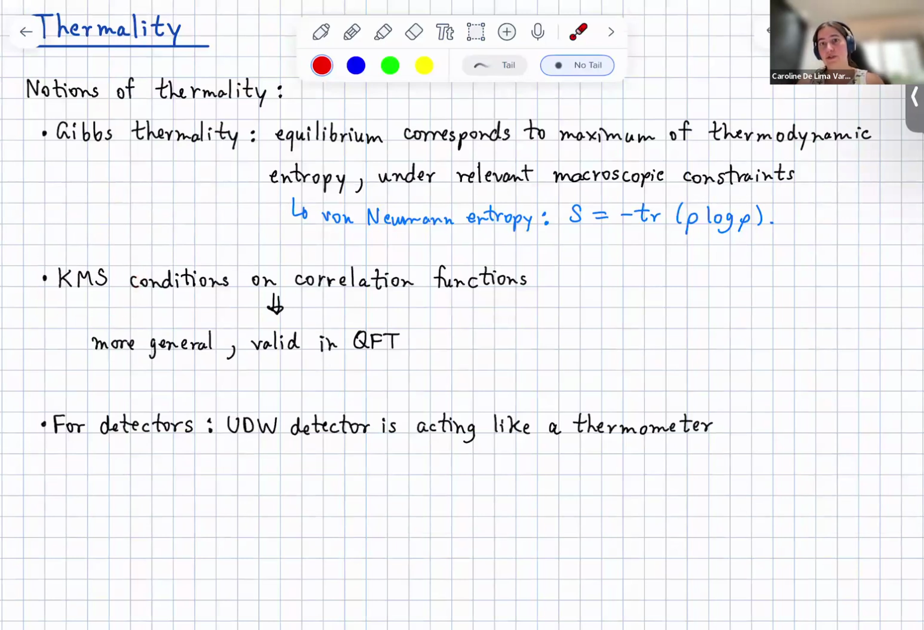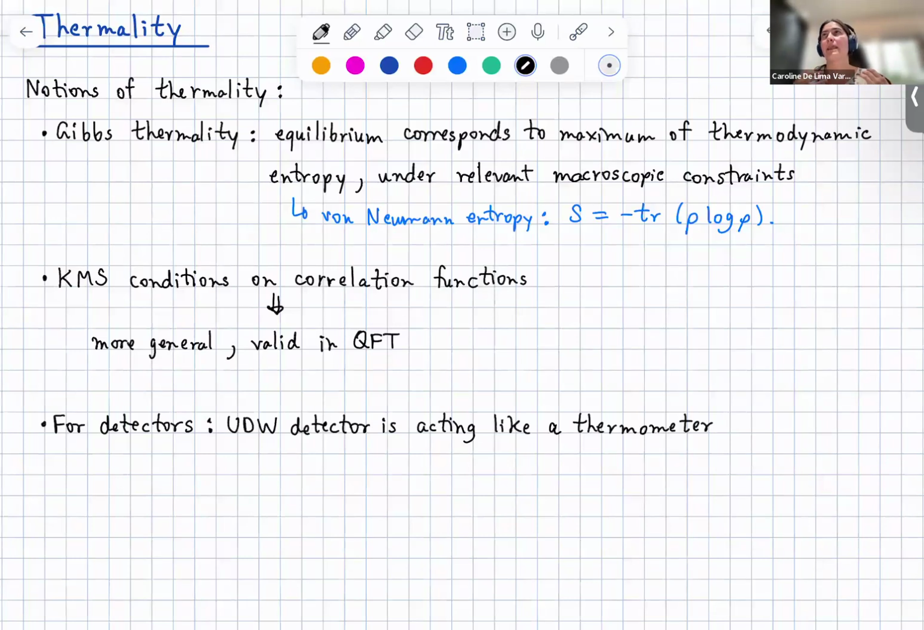these KMS conditions are going to generalize to situations in which the notion of thermality that we have does not apply. So when we cannot actually define this Gibbs thermality, these KMS conditions are still well defined. And interestingly, whenever Gibbs thermality is well defined, it matches KMS. So KMS is really a generalization, you know? But I guess maybe I can discuss a little bit more of that soon. Let me just finish quickly here.